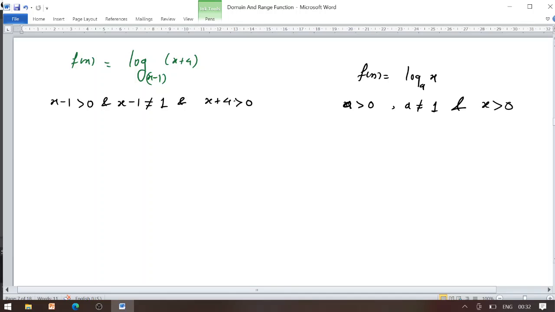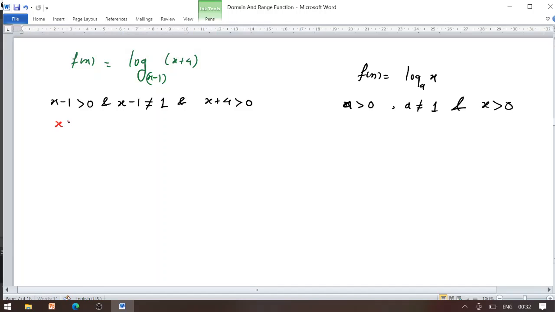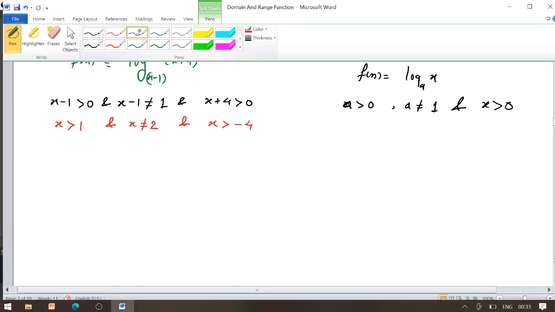So now we are trying to find the domain of the given function, so let us simplify all the inequalities here. Once x minus 1 is strictly greater than 0, that implies x is strictly greater than 1. After shifting minus 1, it becomes plus 1, so x is never equal to 2, because once x equals 2, 2 minus 1 becomes 1, we have a logarithmic base of 1, which is not allowed. So x is never equal to 2, and simultaneously x is strictly greater than minus 4.